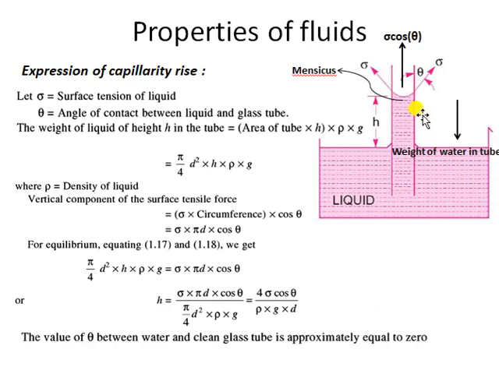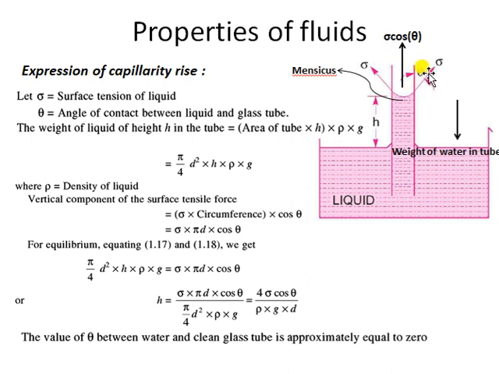You can see the liquid, if you extend the curve, it is making a angle theta between the glass surface and this curvature of the liquid. So this angle is called theta, and this curvature is called the meniscus here, right? When there is a curvature here, this free surface always has a surface tension sigma. You can see it is at a certain angle theta with respect to the glass.